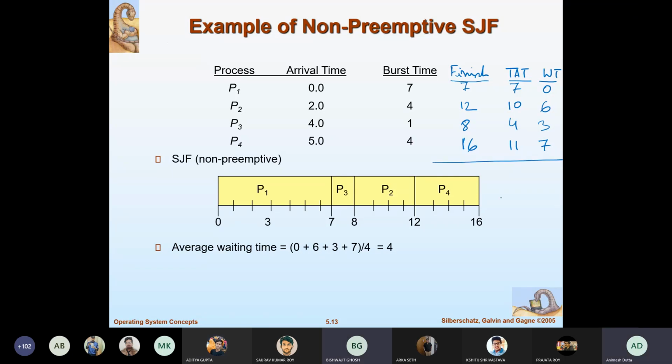So total turnaround time and average turnaround time. Sir, waiting time is turnaround time minus burst time, the time it has spent in the CPU. Okay, sir. So average turnaround time is total turnaround time divided by 4. Average waiting time is total waiting time divided by 4.